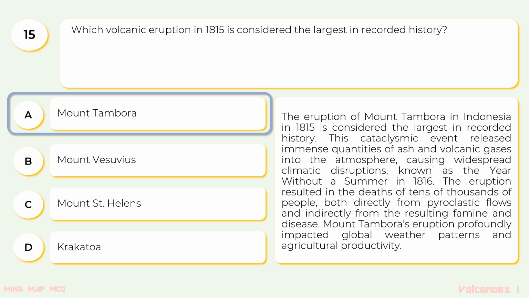This cataclysmic event released immense quantities of ash and volcanic gases into the atmosphere, causing widespread climatic disruptions known as the year without a summer in 1816. The eruption resulted in the deaths of tens of thousands of people, both directly from pyroclastic flows and indirectly from the resulting famine and disease. Mount Tambora's eruption profoundly impacted global weather patterns and agricultural productivity.